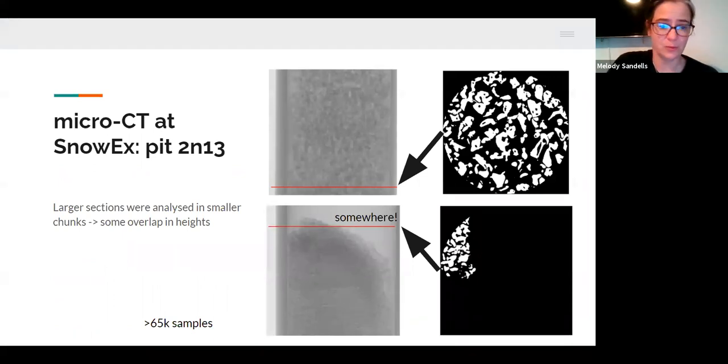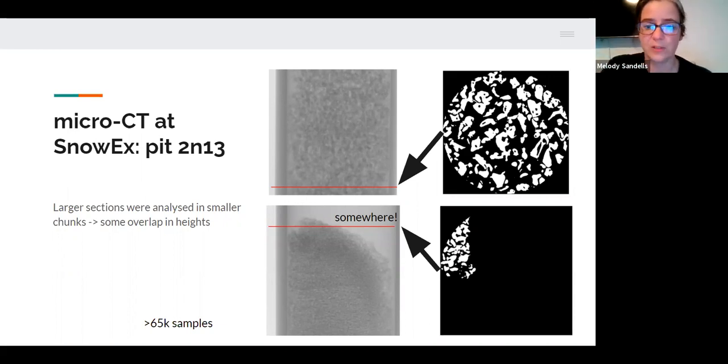Okay, so these are some samples that were taken at pit 2N13. Basically, a series of subsamples were taken, and these were taken to the lab and then sliced further. I think the snow pit was something like 1.40 meters, so it's broken down into chunks and then shipped. For example, the top two images: the one on the left is the whole sample, and where I've drawn that red line, it's not exactly there, but the slice on the right is a 2D cross section of that.